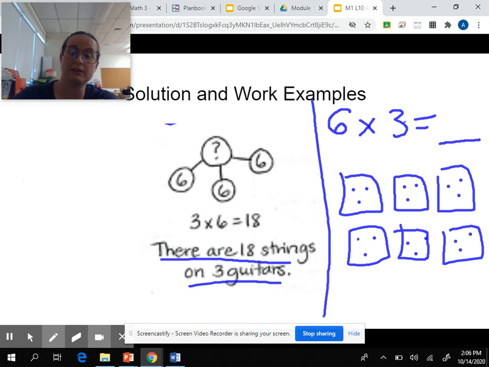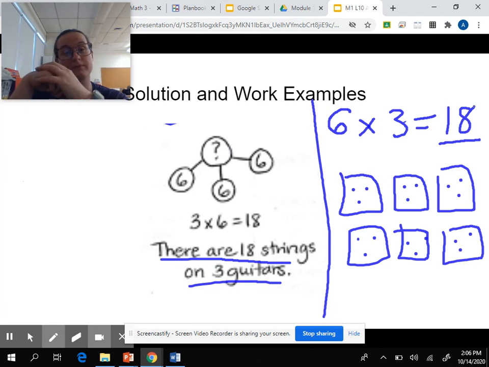I'll draw a line here. 6 groups of 3 is also 18, right? Because that's our commutative property. The order of the factors does not change your answer. And the answer altogether is that there are 18 strings on these guitars. On 3 guitars, there's 18 strings, okay?